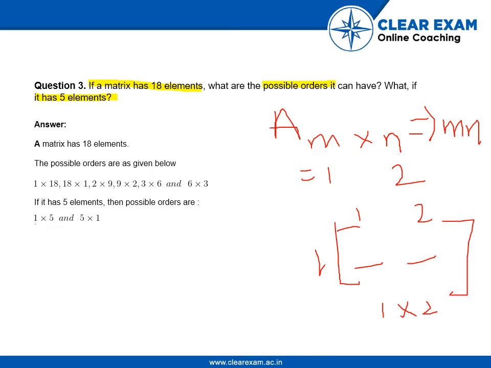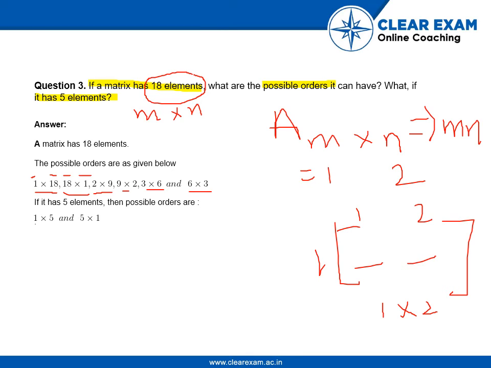So we are given that we have 18 elements and we have to find the values of m cross n. We have to find the pairs of m into n. So this question is pretty straightforward. This question simply says that find the factors of 18. So the factors of 18 are 1 into 18 or 18 into 1. Both the matrices are different. The first matrix has 1 row and 18 columns. The second matrix has 18 rows and 1 column. Similarly, 2 into 9, 9 into 2, 3 into 6 and 6 into 3.